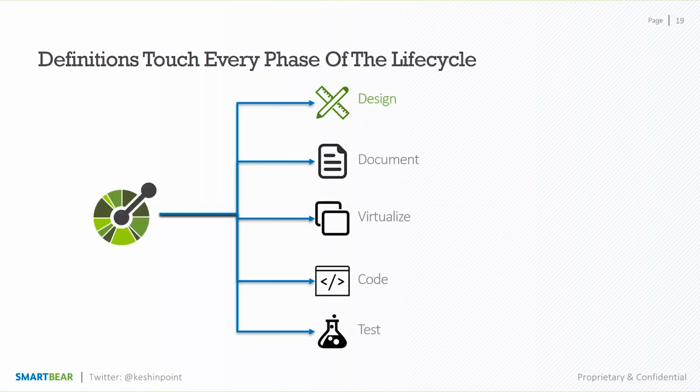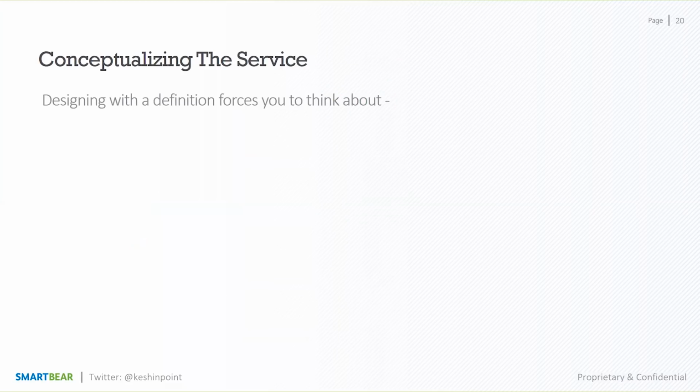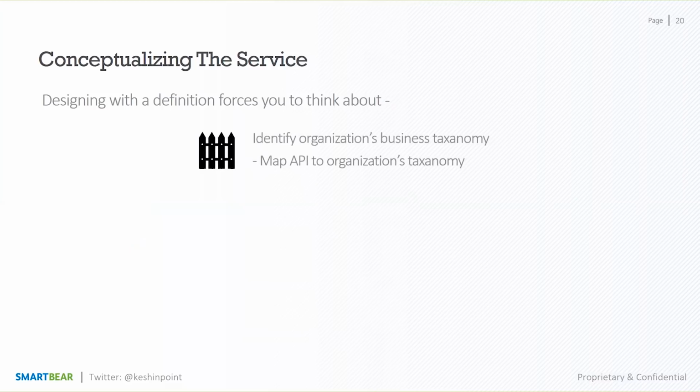So let's start talking about how the OpenAPI specification can help you in your design. Designing is important because designing an API, even before anything is started, forces you to think about a couple of things. One is, it's very important to start thinking about what your business's taxonomy is. It's not a technology thing, right? Remember, we're moving away from a data-driven approach to a more consumer-focused, business-friendly approach.